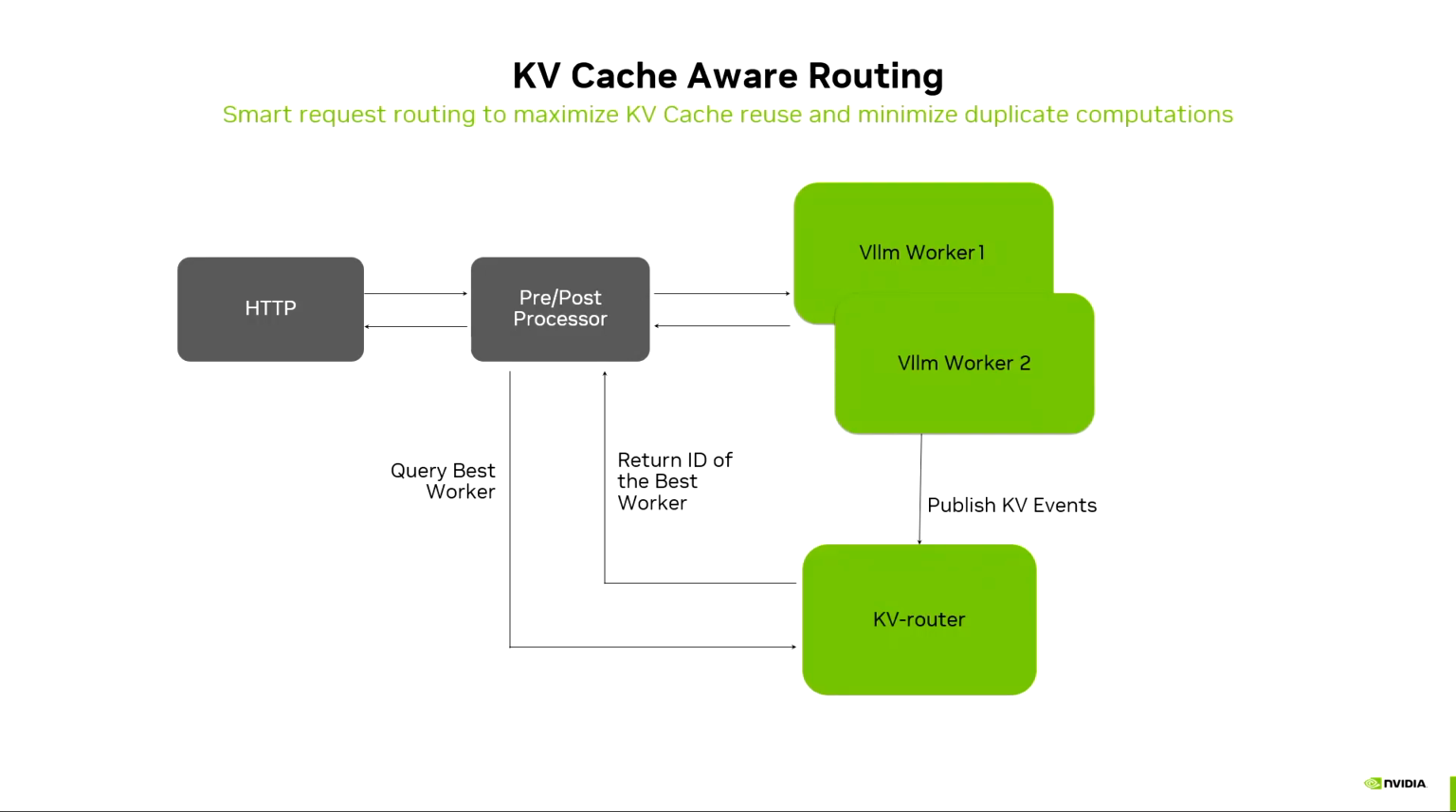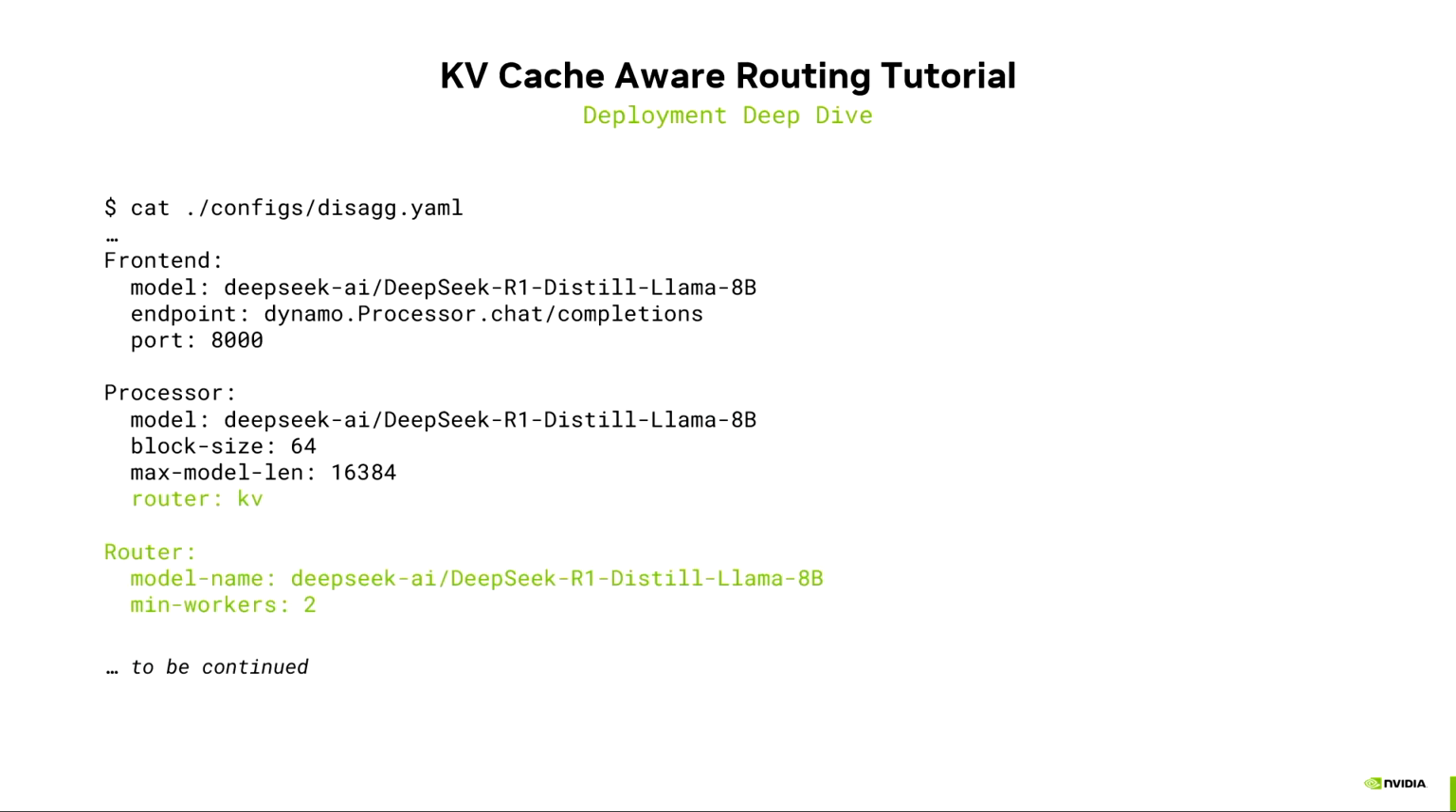Upon receiving a request from the API server, the pre and post processor queries the KV router, with the given incoming tokens, for which would be the best worker to run this request on. The KV router returns that worker's ID, and the pre and post processor routes the request to the specific worker. How is it enabled in the config? You need another service called router. In this case, I have set min workers to 2, so the router would not start sending requests to any of the workers till it sees that there are 2 workers up.